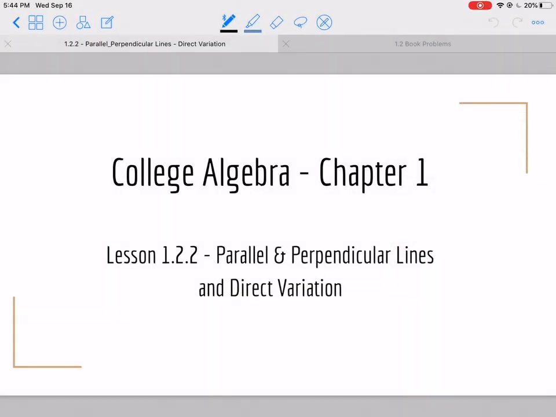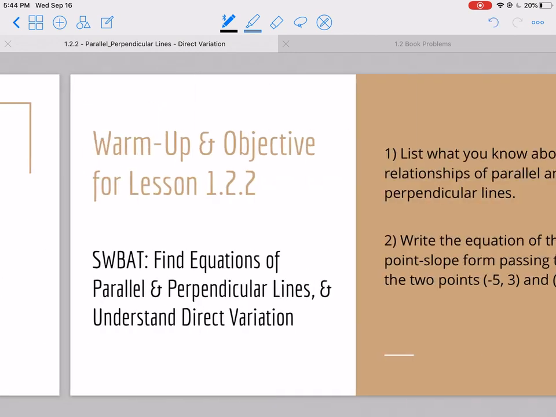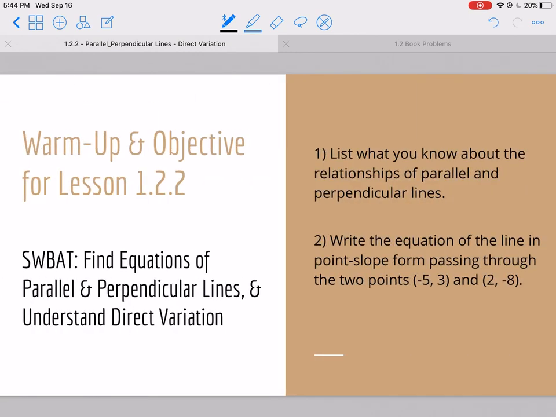Hi guys, today we are doing lesson 1.2.2, which is about parallel and perpendicular lines, as well as something called direct variation. So as always, go ahead, pause the video, try the warm up on your own, then you can unpause it and look at my solutions.